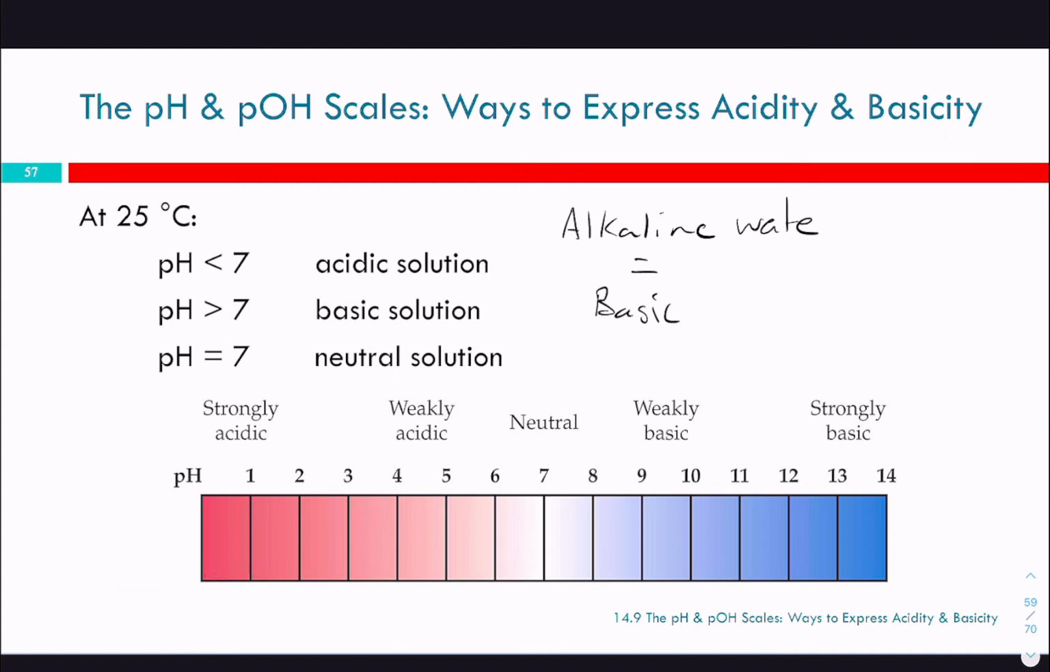So on the pH scale, if we have a pH of less than 7, it's an acidic solution. If the pH is larger than 7, it's a basic solution. And if the pH is equal to 7, it's a neutral solution. So pH is a measure of concentration. And we've basically taken that 1 times 10 to the negative 7, 1 times 10 to the negative 5, and we've transformed it so that it's easier to work with.